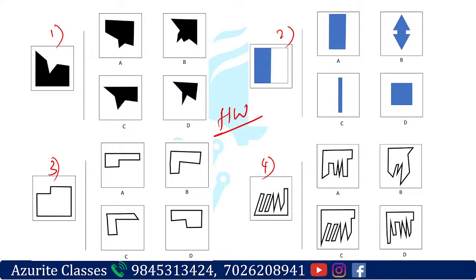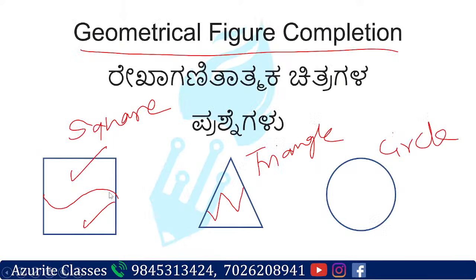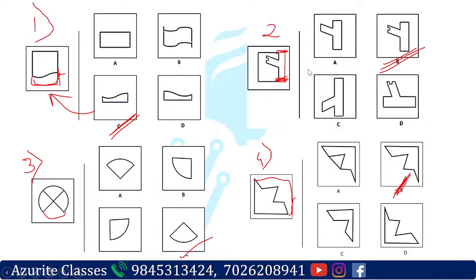So students, what did we learn? We learned geometrical figure completion. We have to identify which figure will complete the given figure. They may ask three types of figure: one is square, another is triangle, another is circle. In this they will give a cut part and we have to identify, as you can see in the second, which will complete the figure. So that will be the answer option B here. So this is how you have to identify geometrical figure completion.